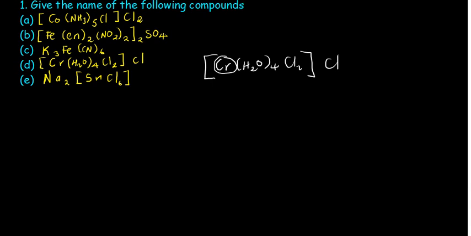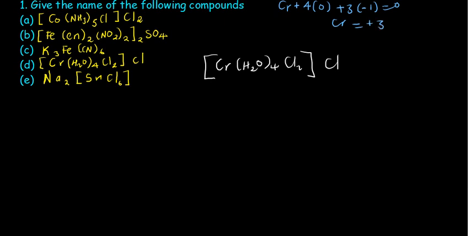We have got chromium. What is the charge on the chromium? So we have got chromium plus, we have got 4 water molecules. The charge of water is a neutral ligand, so it's 0. And then plus we have got 3 chlorines. And we know that each chlorine is -1 charged. That will be equal to 0. That means the charge on chromium here is +3.